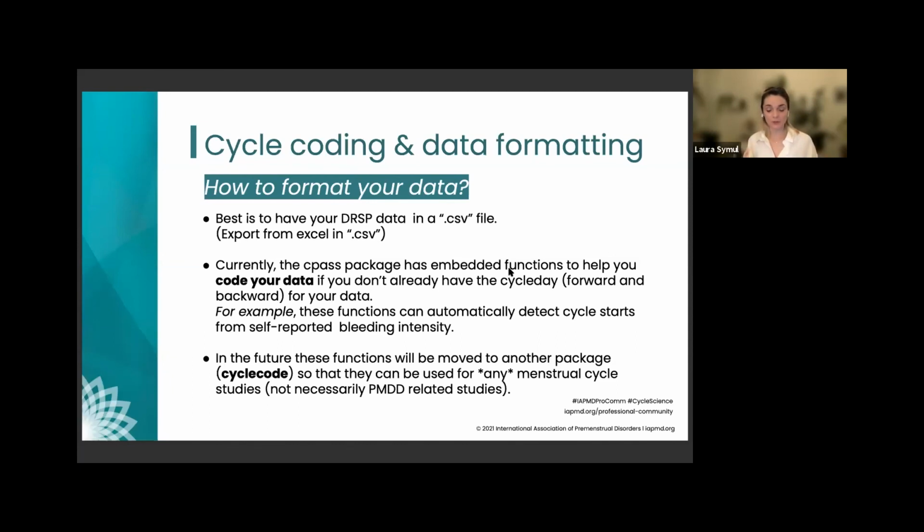So if all you have is a date and bleeding patterns, for example, the CPASS function is going to just detect automatically the cycle starts, start counting the days forward and backward, and identify the cycle phases.